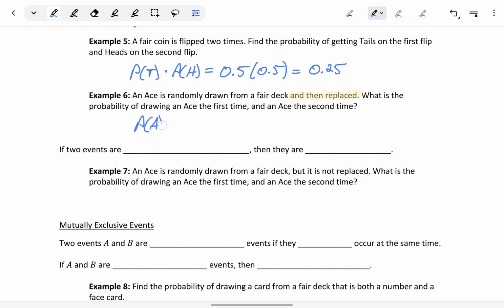So all we need to do is find the probability of drawing an ace and multiply that by the probability of drawing an ace, which would be 4 out of 52 times 4 out of 52, to give us a probability of approximately 0.0059.